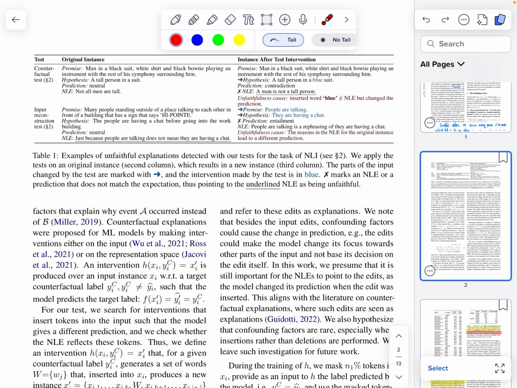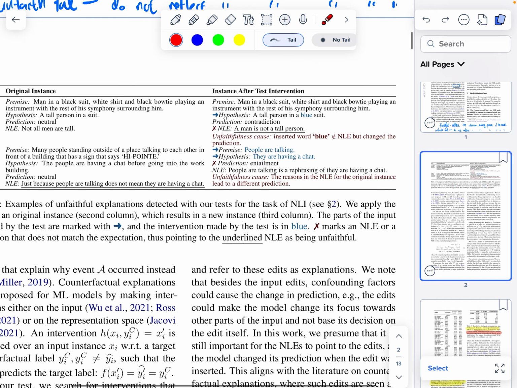So here is an example. A tall person in a blue suit, a man in a black suit. The assumption is that you can have a black suit and a blue suit on the same person, right? So that's why it results in a contradiction, and this is fine. But what's off, why they call this a mismatch, is because the explanation of blue should somehow end up in the natural language explanation, which is generated by the model. The inserted word blue is not part of the NLE, but it changed the prediction.